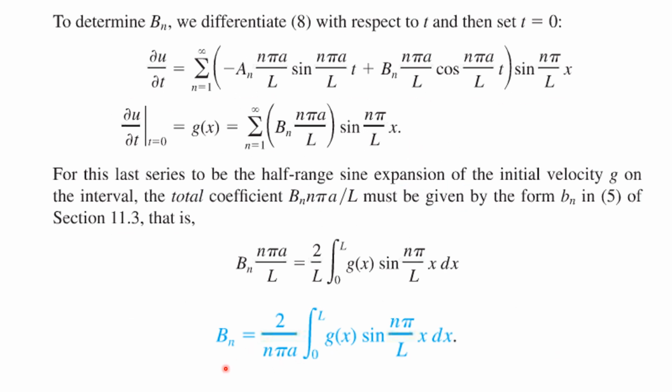To solve for b_n, we differentiate the formula that we have, and we get this expression. Again, you should check all these derivatives, but that's what we get. We plug in t equals 0. Now t equals 0 tells me the cosine is going to be 1 and the sine is going to be 0, so this ends up being g of x is equal to the summation. Now we get a little bit different kind of configuration here, but you see that this is really a Fourier series for g of x, and so these coefficients with the n pi a over L are going to be equal to these Fourier coefficients. And when I solve for b_n, I get this.